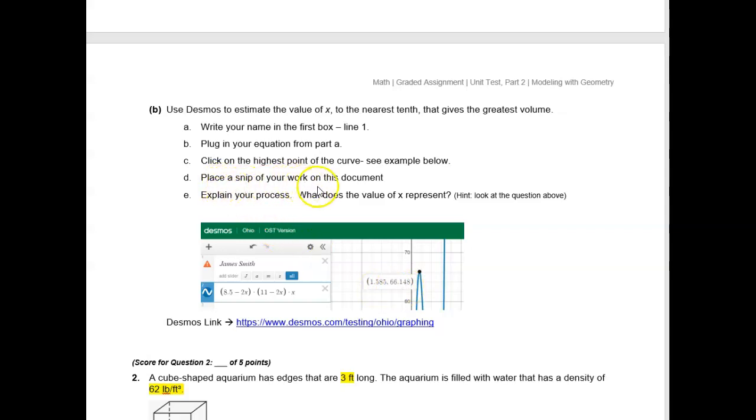So you're going to place a snip of your work on this document. Please don't turn in another document or a PDF. Make sure you snip it and put it on this document, so you just turn in one document. You're going to explain your process. What does the value of X represent? Hint: look at the question above. What is it asking? So what does your X represent?